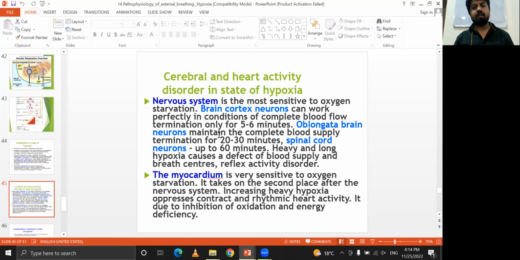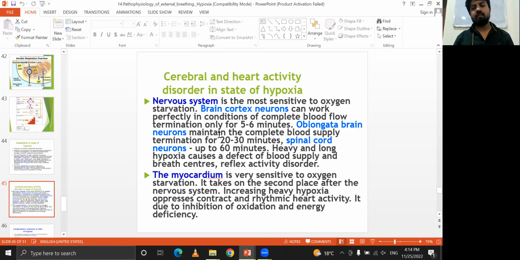Like in cerebral and heart activity disorder in state of hypoxia, like the nervous system, the brain cortex neurons can work perfectly in condition of complete blood flow, but for 5 to 6 minutes. Oblongata brain neurons maintain the complete blood supply for 20 to 30 minutes, spinal cord neurons up to 60 minutes. It is very important from the examination point of view.